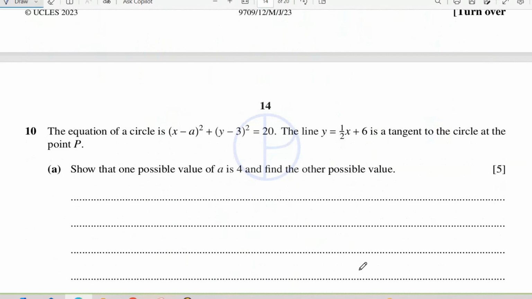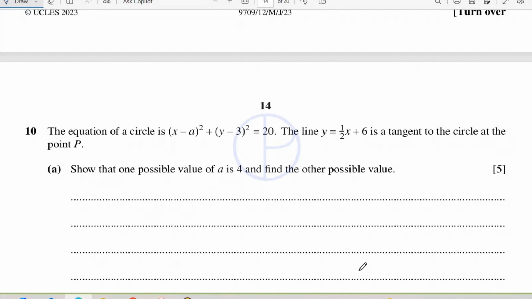The next part of the question is, the equation of a circle is x minus a the whole square plus y minus 3 the whole square, which is equal to 20. The line y is equal to 1 over 2 x plus 6 is a tangent to the circle at the point P. Show that one possible value of a is 4. Find the other possible value.